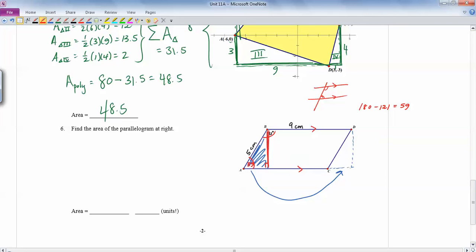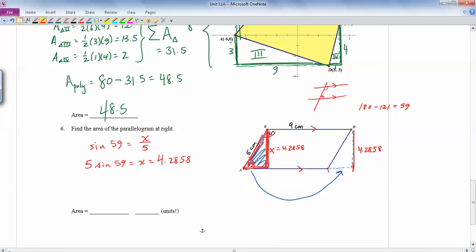Let's calculate the height right here. So I'm going to call that x, let's say. So if I use this right triangle right here, I know that I've got an opposite and a hypotenuse. So sine of 59 is x over 5. So if I multiply the 5 over, then we get 4.2858. Well, that's this, 4.2858.